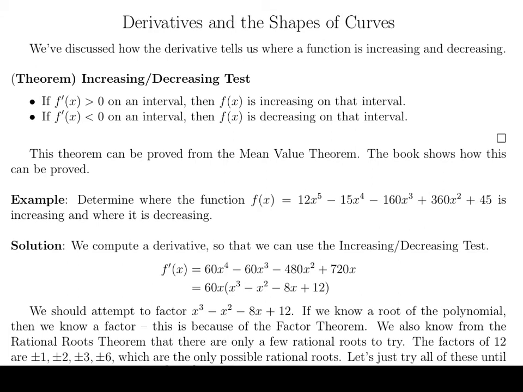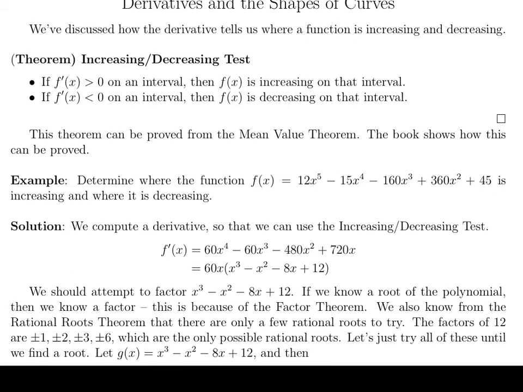Now, because of the factor theorem, we're looking for roots. And then there's another theorem that comes up in pre-calculus, and that's the rational roots theorem. It tells you what are the rational roots that you might try of a polynomial like this. Well, the factors of 12, which is the lowest order term here, you can have 1, 2, 3, and 6. And really, we should try positive and negatives. The rational roots theorem tells us those are the only possible rational roots. So all we're going to do is just try those. We're just going to try all those values until we find a root.